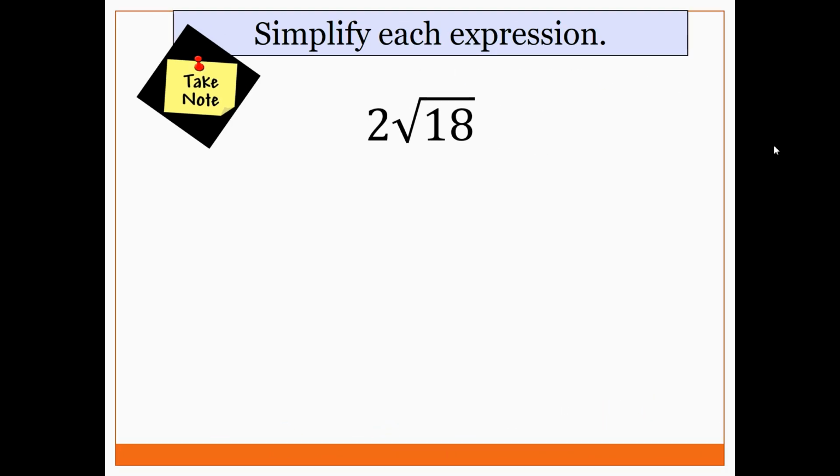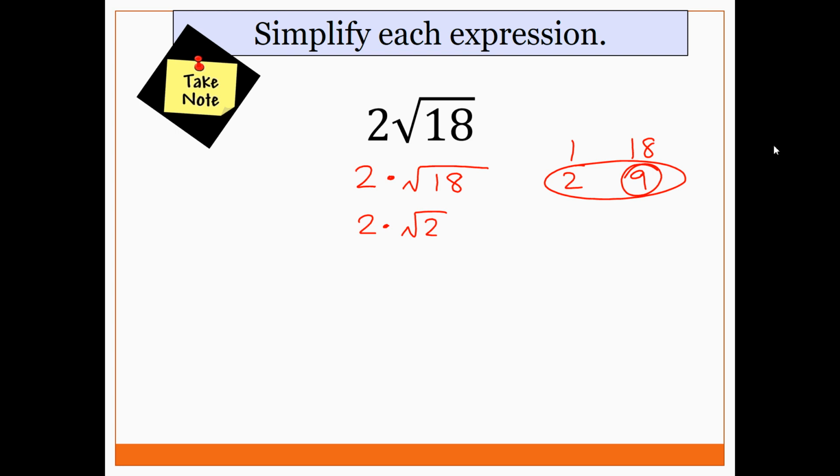Okay, this is starting to get a little more difficult. Now this says 2 times the square root of 18. 18 is not a perfect square, but if we think of factor pairs for 18, 1 and 18, 2 and 9, we know that 9 is a perfect square. So we can break it into these two factors. So we would have 2 times the square root of 2 times the square root of 9. So all I did was break this into two factors.